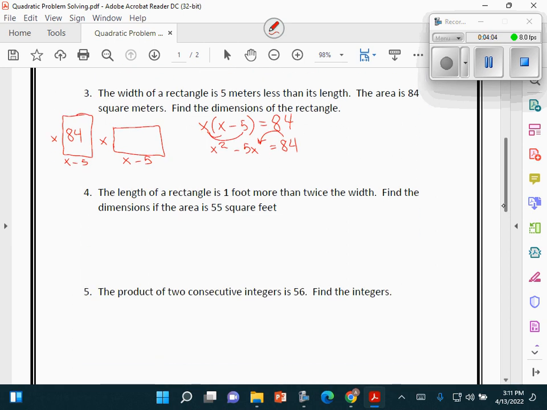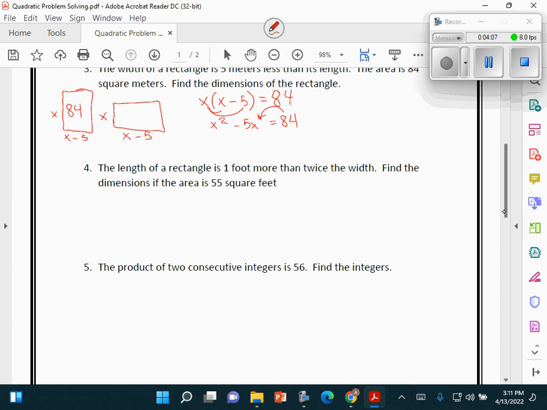I'm going to help you set up number 4. The length of a rectangle is 1 foot more than twice the width, and the area is 55. So again, if we do base times height, we have x times a binomial, 2x plus 1, and that is equal to the area. So if we do the distributive property, that would be 2x squared plus x equals 55. So again, you're going to decide how you want to solve this.